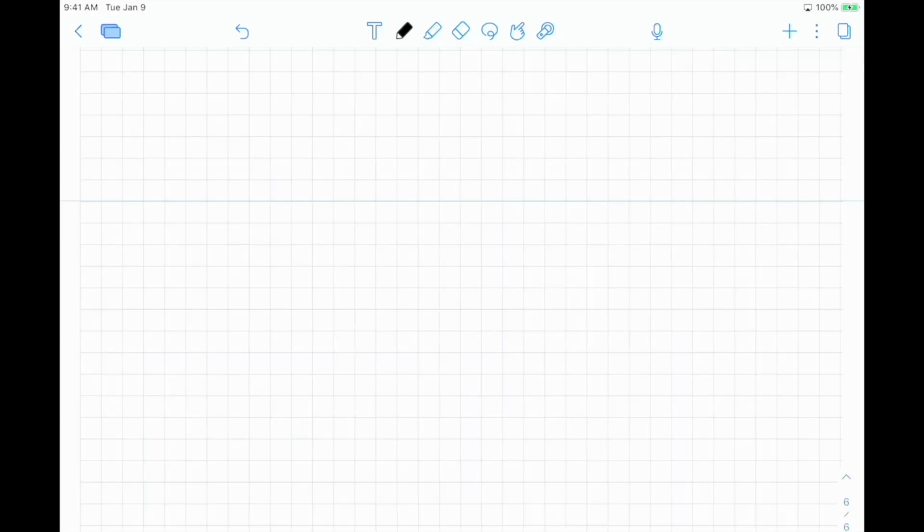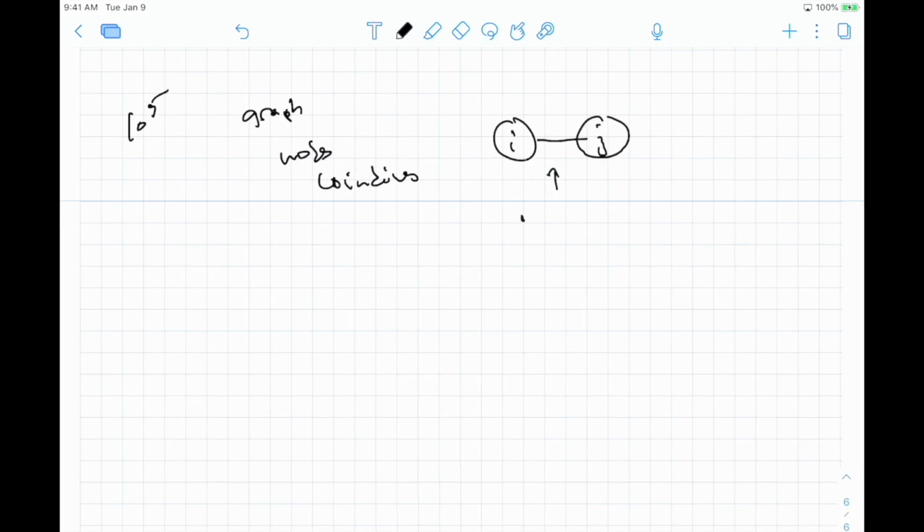Okay, so let's think about how we can tackle it. Well, if we just ignore the constraint of 10 to the power of 5, then the easiest way to do it is to just create a graph, right? Where basically the nodes are the indices of the elements. And then for two nodes i and j, we put an edge between them only if the GCD of the element at position i and the element at position j is bigger than 1, right? That's literally the definition of the problem.